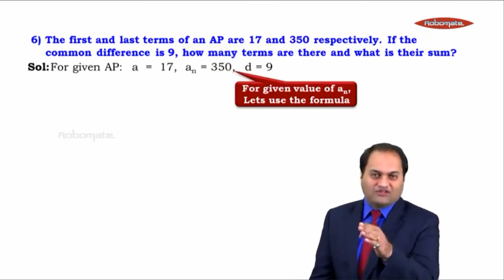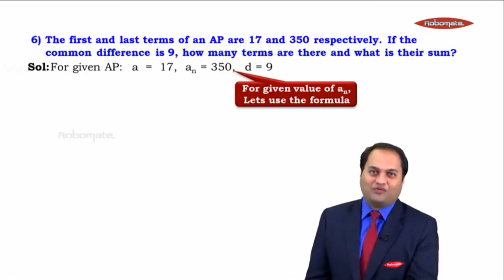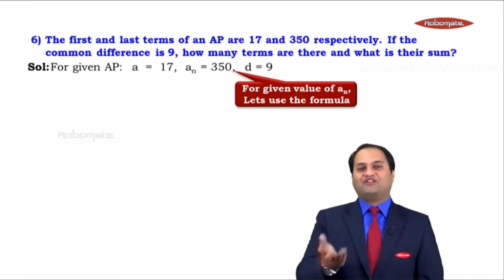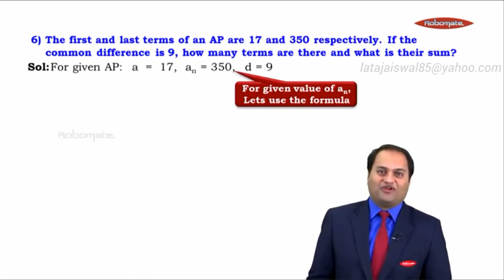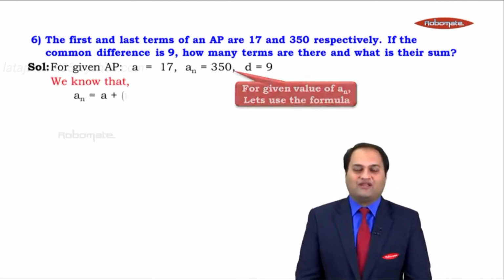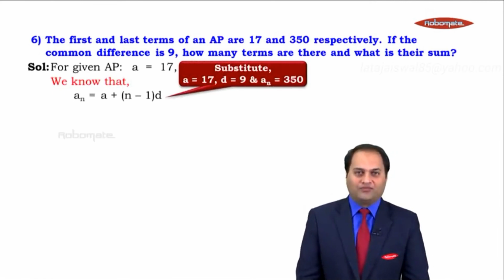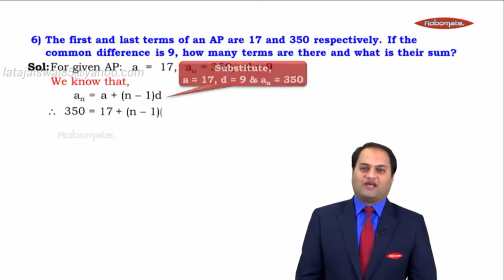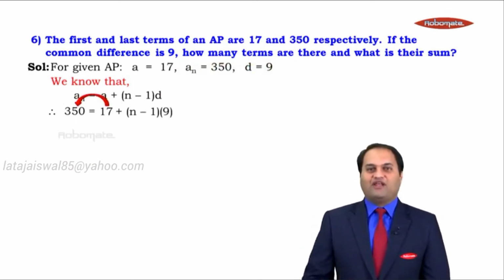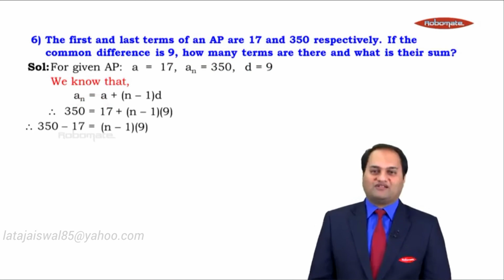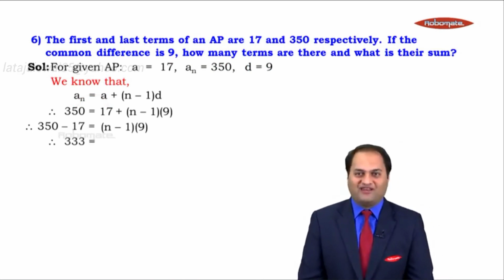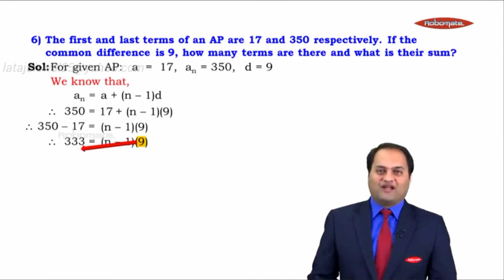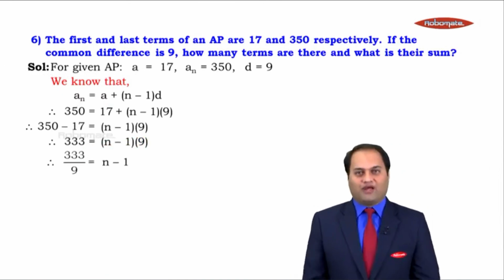So first look at N. Because SN is not given to us, we can't start with the SN formula here. We need to start with the AN formula. We know AN, we know D, we know A. We just need to find the value of N. Something which we already know, right? Let's use AN is equal to A plus N minus 1 into D. Let us substitute the values. We get 350 is equal to 17 plus N minus 1 into 9. 17 goes to the other side. We get 350 minus 17 is equal to N minus 1 into 9. We get 333 is equal to N minus 1 into 9. 9 goes to the other side. 333 upon 9 is equal to N minus 1.